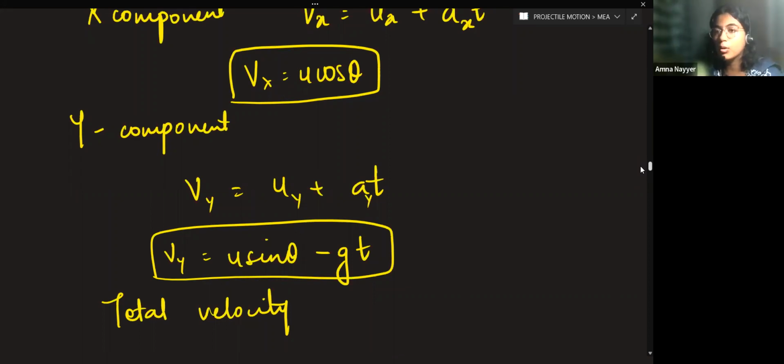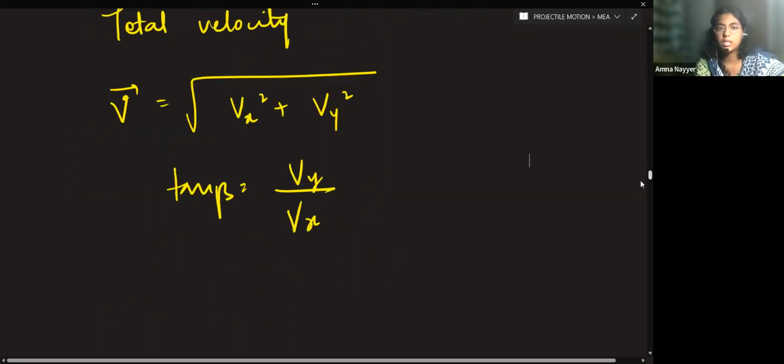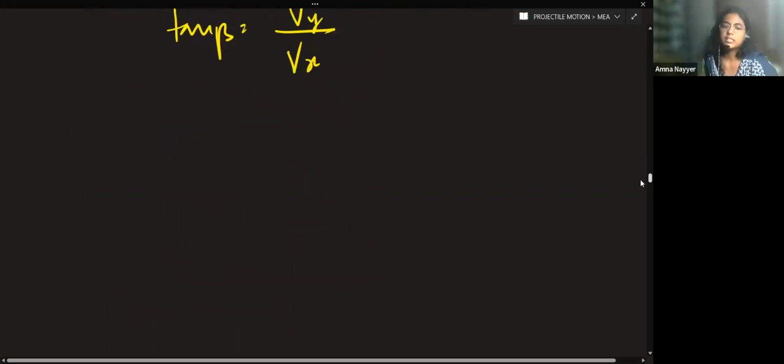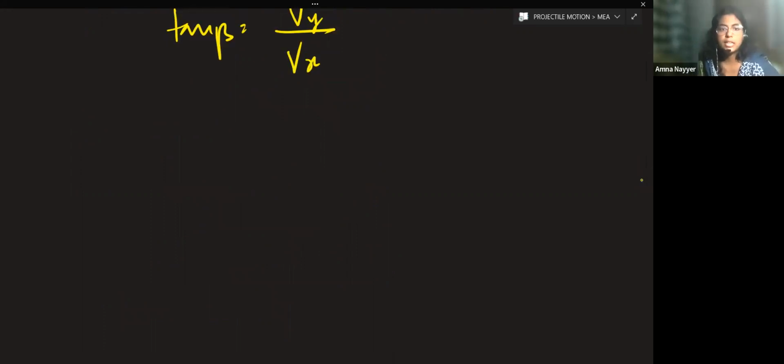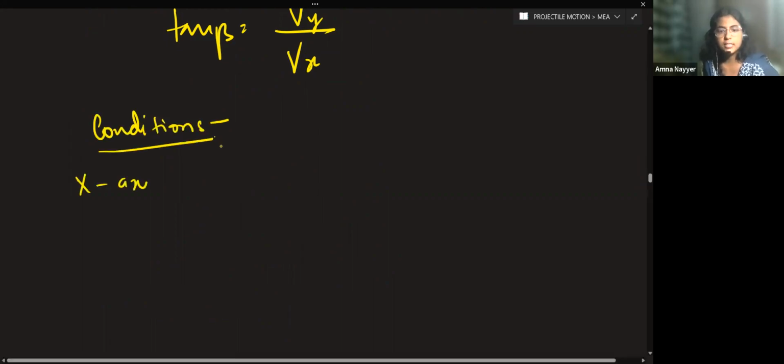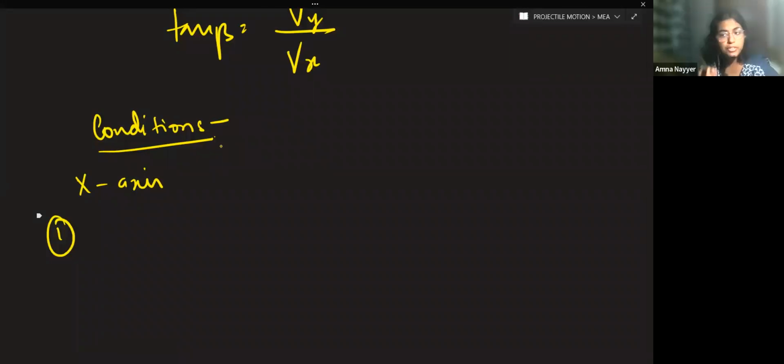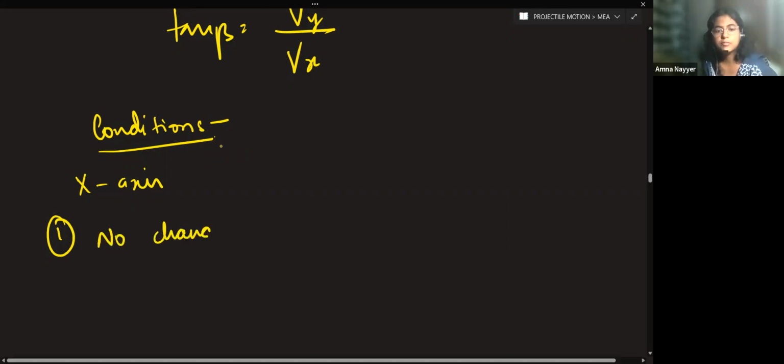One more thing, class. I have not told you the conditions. I had told you in the last class that I'll tell you the conditions for projectile motion. See, certain conditions have to be satisfied along the x-axis. First point, there is no change in velocity along the x-axis. Did you notice that ux was u cos theta and vx is also u cos theta? So there is no change in velocity.